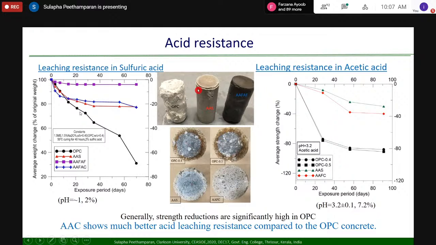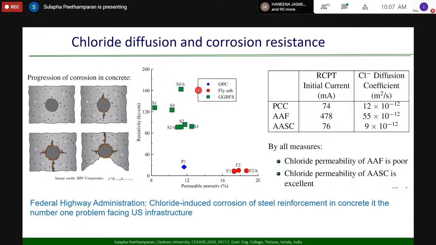This is your OPC concrete, the black one. The strength reduction is significant, but with the geopolymer concrete, the strength is still kept. It only lost around 20% when soaked in a very strong acid. Whether it is sulfuric acid or acetic acid, you get similar results, the same resistance, very strong, like a ceramic material. What about the corrosion of steel in this kind of concrete?